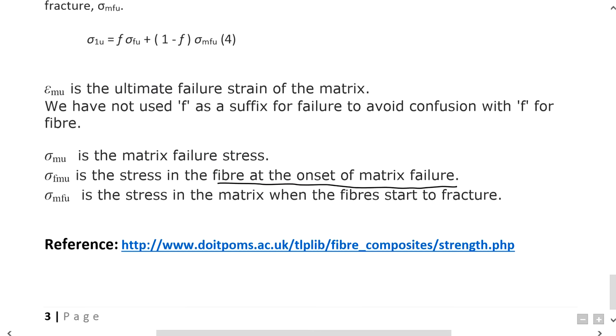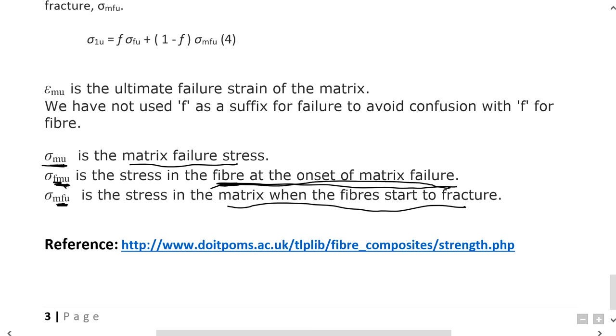Over here I should also make known three things. Alright, this is the matrix failure stress, the ultimate stress. FMU is if the fiber were to fail first. MFU is if the matrix were to fail first. Matrix is in the matrix when the fibers start to fracture. It is the stress in the fiber at the onset of matrix failure.